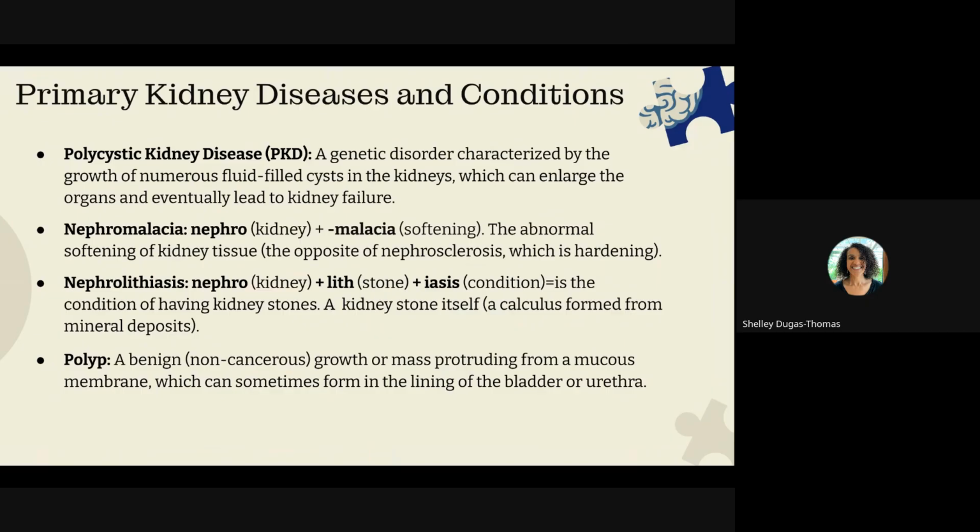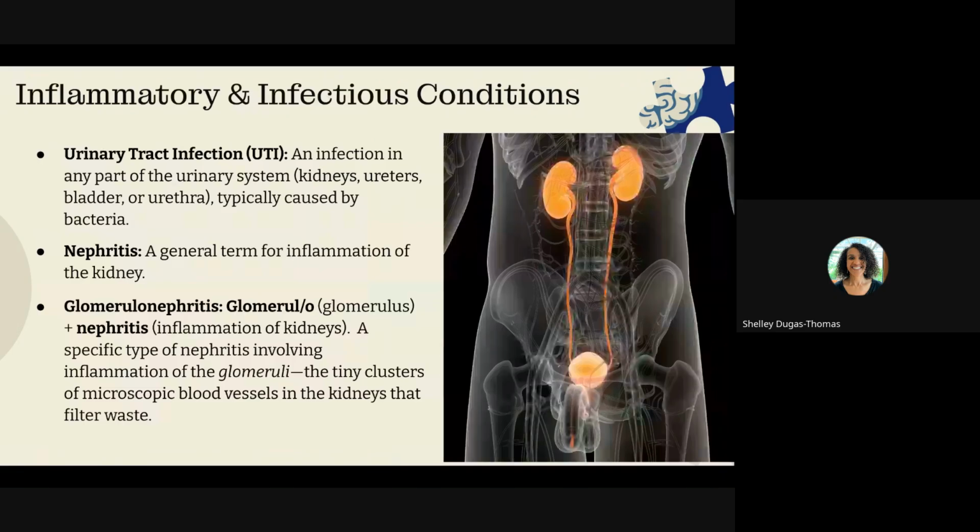Nephromalacia is nephro, kidney, plus malacia, abnormal softening. So make a note that the opposite of this is nephrosclerosis, which is the hardening of the kidney. Nephrolithiasis is nephro, kidney, plus lith, stone, and iasis, which is condition. So it's basically a condition having to do with kidney stones.